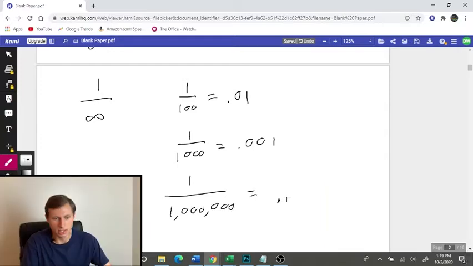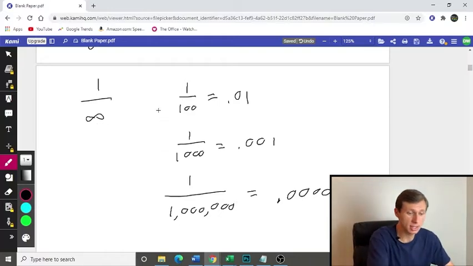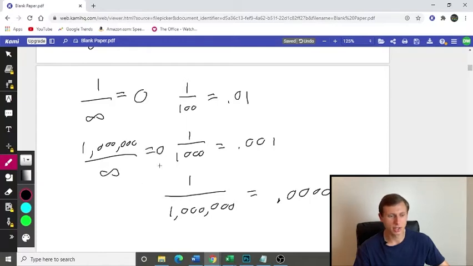You'd get 0.000001. As you keep making that number bigger and bigger in the denominator, you keep getting a smaller and smaller number. You keep getting closer and closer to 0. And to the point where you actually plug in infinity into the denominator, you're actually going to get 0. So 1 over infinity is 0. 1 million over infinity is still 0. It doesn't matter what it is. If you're dividing by infinity, you get 0.